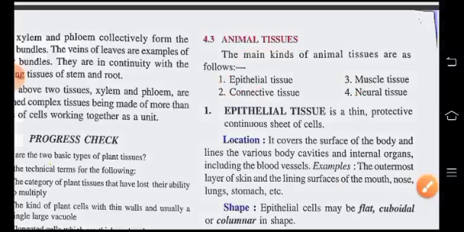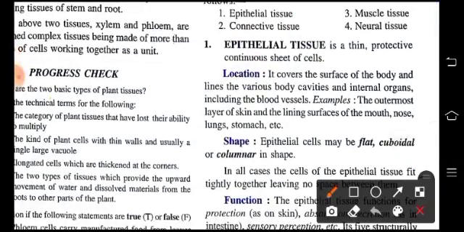So let's move on to epithelial tissue, which is a thin, protective, and continuous sheet of cells. They are found at the surface of the body and line the various body cavities and internal organs, including the blood vessels. For example, the outermost layer of skin and the lining surfaces of the mouth, nose, lungs, and stomach are all made up of epithelial tissue.